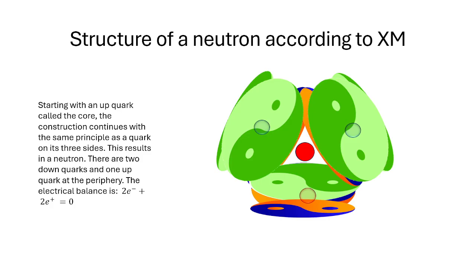Structure of a neutron according to XM. Starting with an up quark called the core, the construction continues with the same principle as a quark on its three sides. This results in a neutron. There are two down quarks and one up quark at the periphery. The electrical balance is 0.